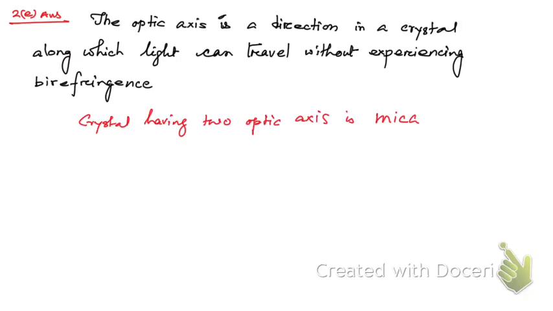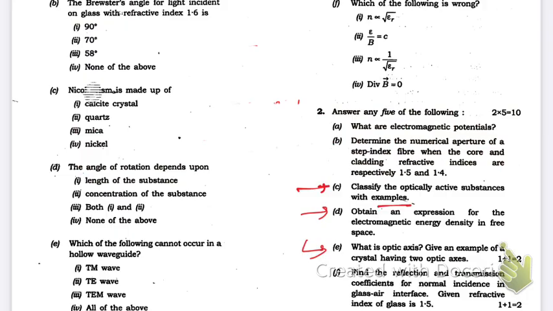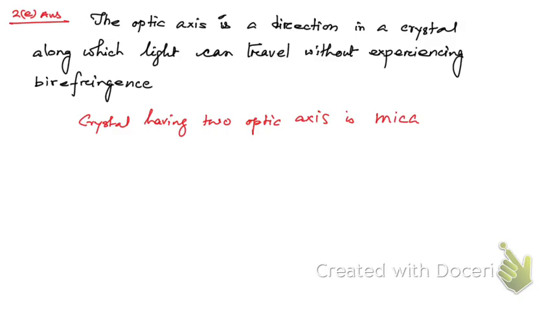First let me write what is optic axis. So here is the definition. This is the definition of optic axis, and here you see, you need to write the example of crystal having two optic axes. So that is here I have given mica.